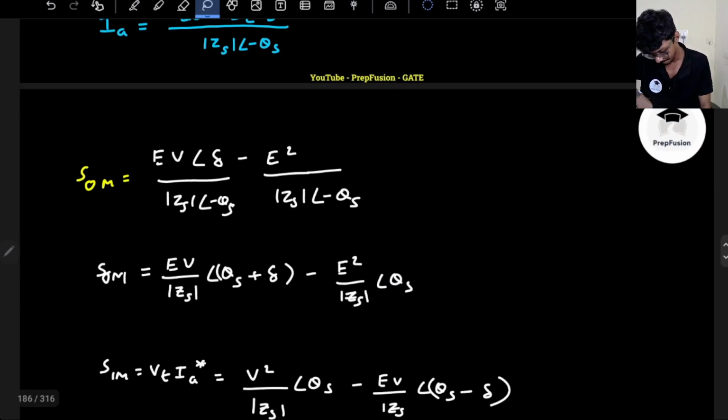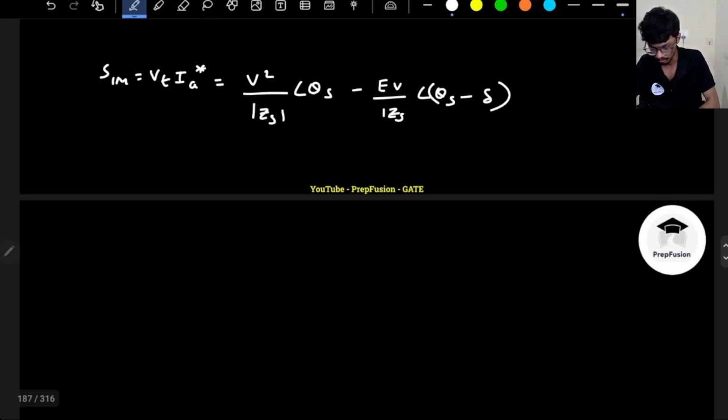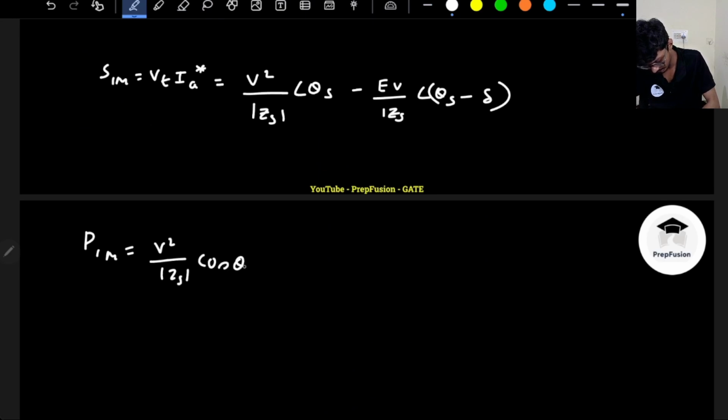What is the active power input and the reactive power input from the load terminals, right? So active power input to the motor will be V square by magnitude of ZS cos of the real part, right? Cos theta is minus EV by magnitude of ZS cos of theta S minus delta. So theta is minus delta.